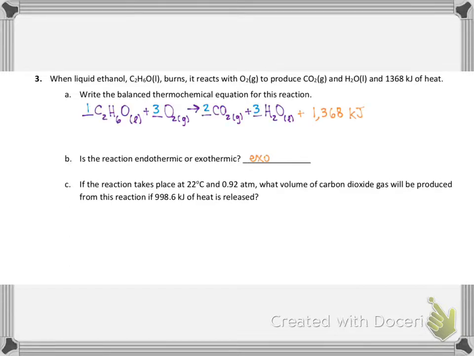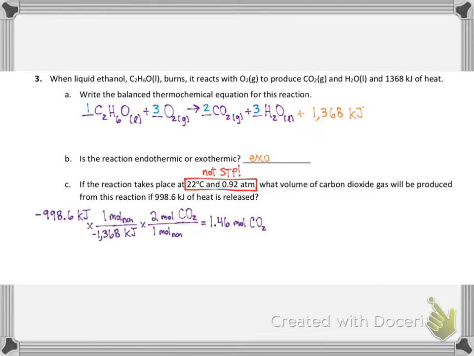Okay, we have a balanced equation, totally exothermic. We're burning something, right? But then, at the bottom, it asked you to calculate the volume of carbon dioxide gas. Ooh, this is gas stoichiometry. And did you notice that we are not at STP? Shocking. Well, if you're not at STP, you have to use PV equals nRT. So the trick is we have to first do our energy stoichiometry to calculate the moles of carbon dioxide and then plug into PV equals nRT to calculate the volume.